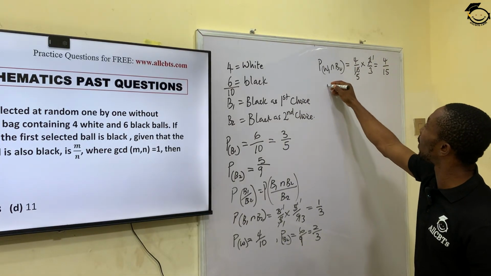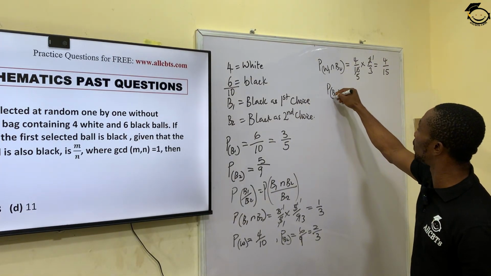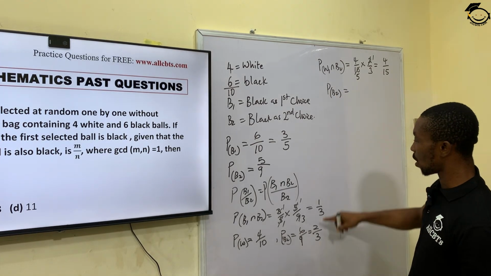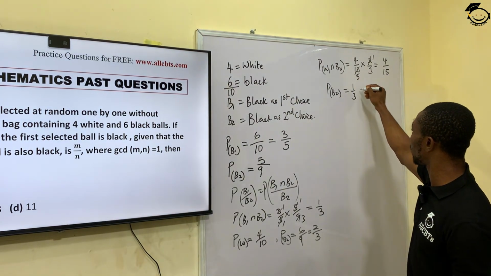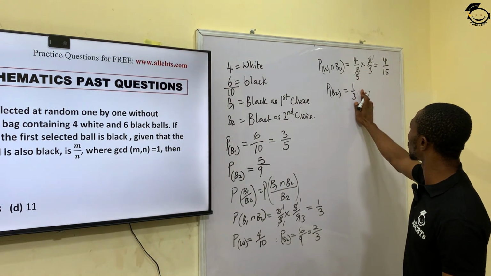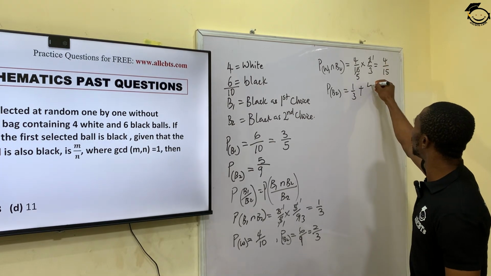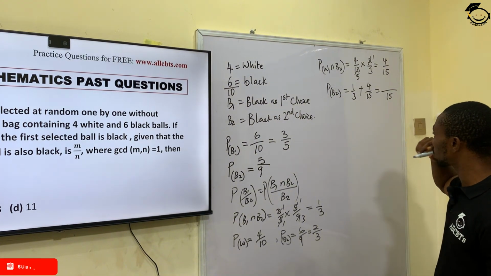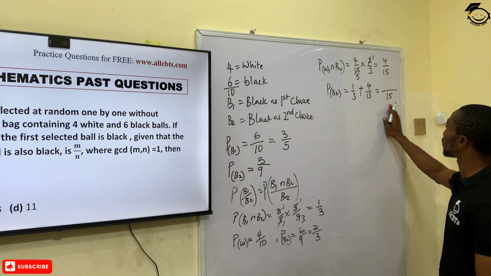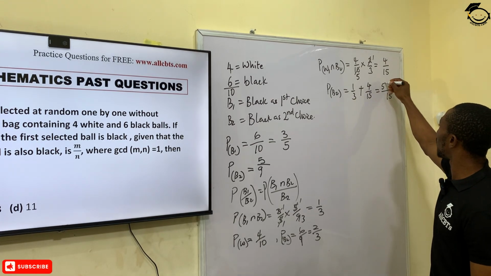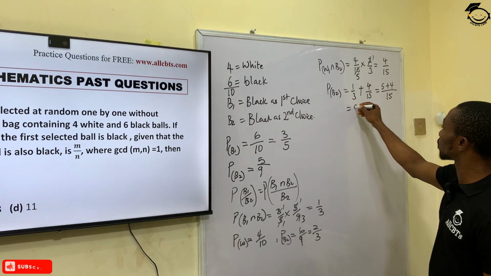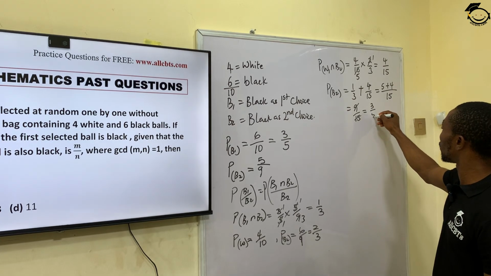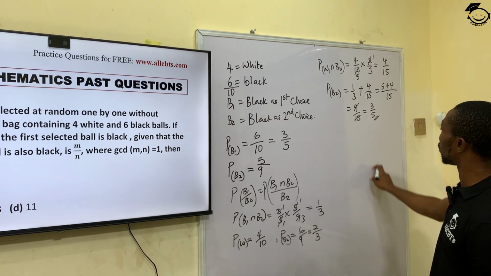So from here, the total probability for our second ball being black will be the probability of 1 over 3 plus 4 over 15. From here, we have our LCM as 15. 3 into 15 is 5, 5 times 1 is 5, 5 plus 4 gives us 9 over 15. Breaking down, it gives us 3 over 5.